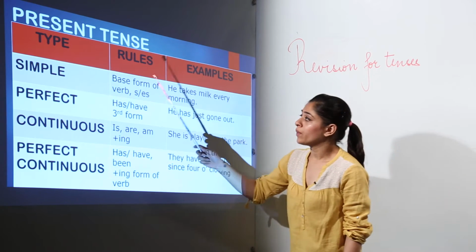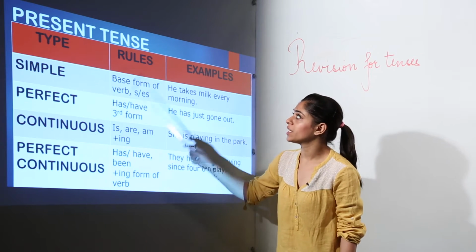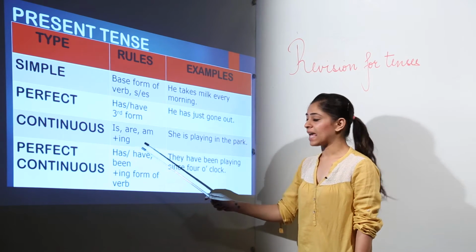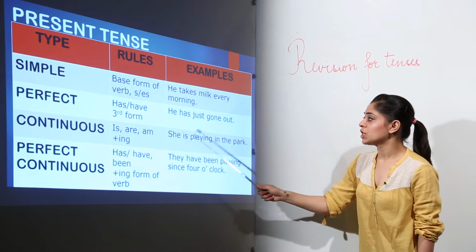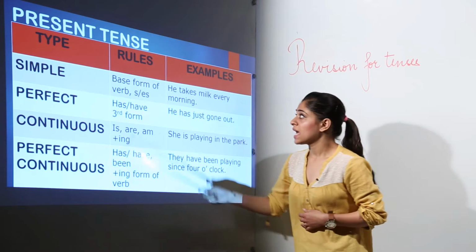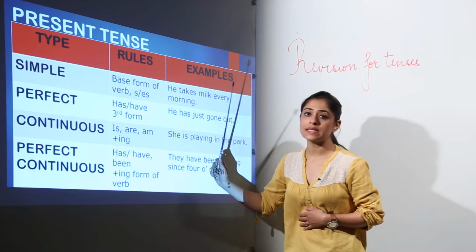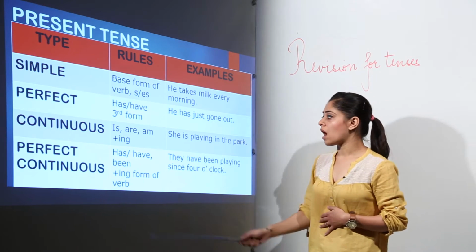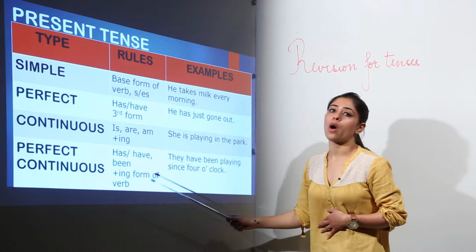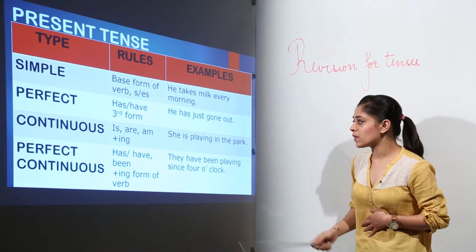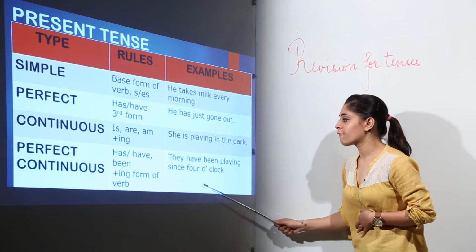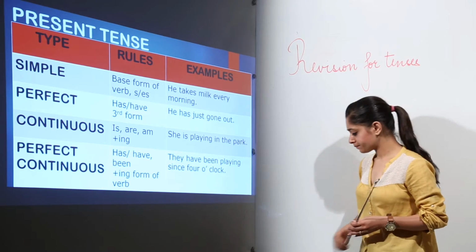Moving on, next is present continuous tense. The rules are is, are, am plus ing, and the example is, she is playing in the park. Next is present perfect continuous tense. The rules used are has, have, been plus ing form of the verb, and the example we have, they have been playing since 4 o'clock.